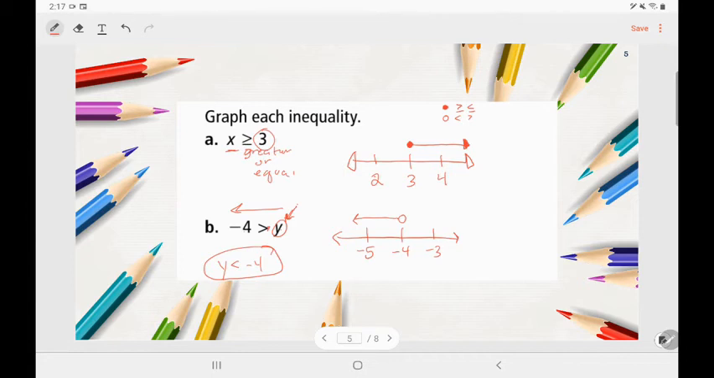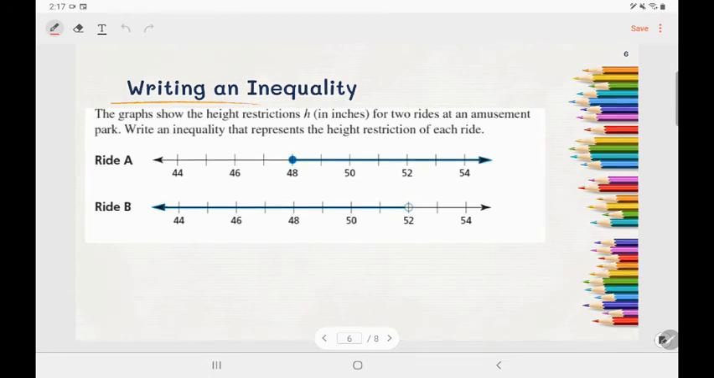And that's how to graph inequalities. So let's go ahead and look at a couple of graphs and then do the reverse. Let's write those inequalities. So the graphs below show the height restrictions in h. So we're going to use the variable h when we write our inequalities for 2 rides at an amusement park. We're going to write inequalities that represent the height restrictions for each ride.